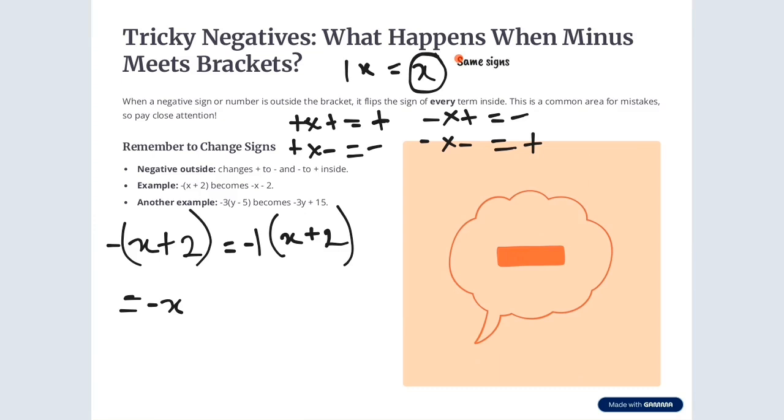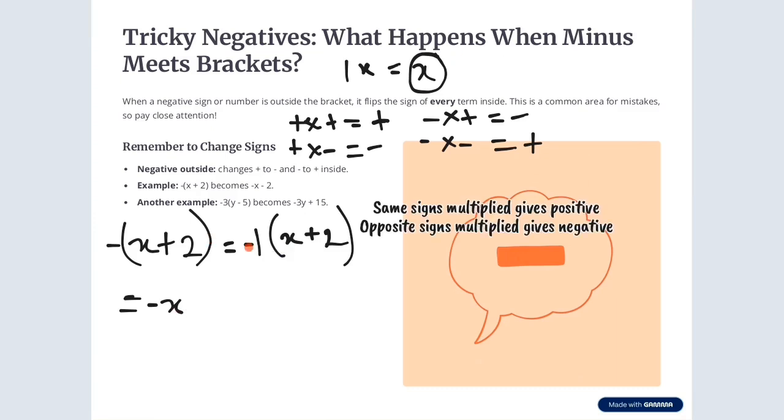Same signs multiplied gives positive. Opposite signs multiplied gives negative. So minus 1 times x is minus x. Now, minus times plus. Look at this. Minus 1 times plus 2. Now, minus times plus is what? A negative. Then 1 times 2 is 2. You see how I did that? So the answer, by removing brackets, is minus x minus 2.